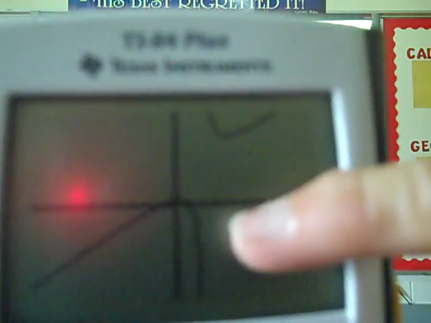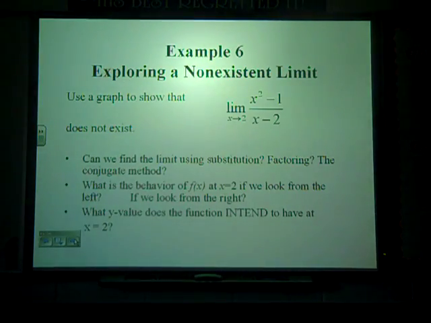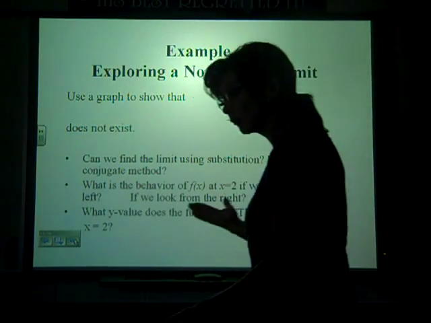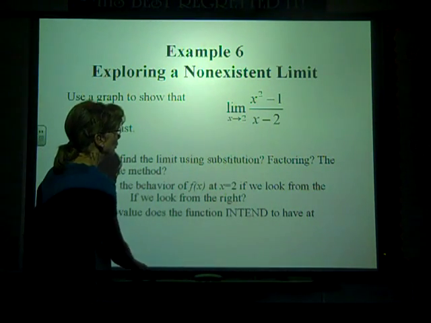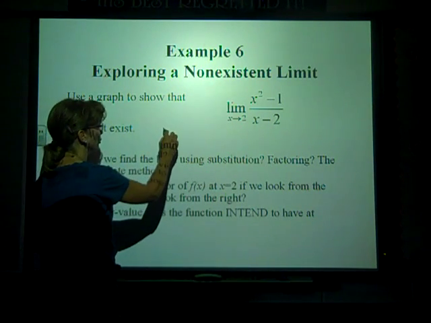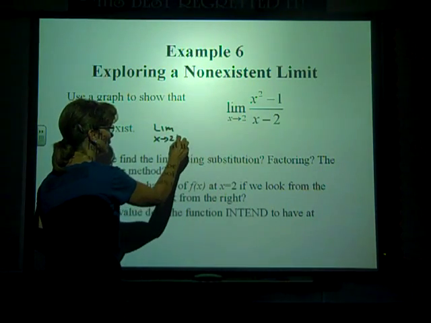Okay, you put your function in the y equals menu. I'm just going to look at negative 10 to 10. And when I graph it, you can see that coming from the left, it's going down to negative infinity. Coming from the right, it's going up to positive infinity. Well, if the function doesn't have any intentions of settling down to a number, then we have to say that no limit exists.